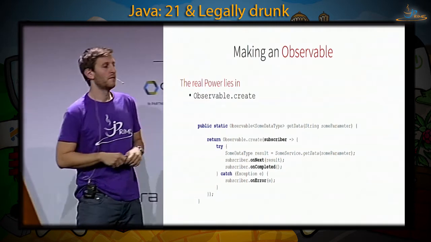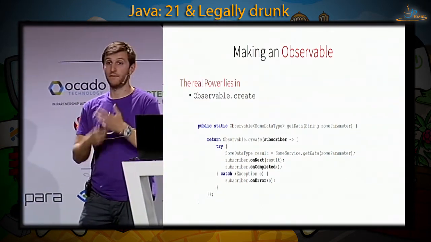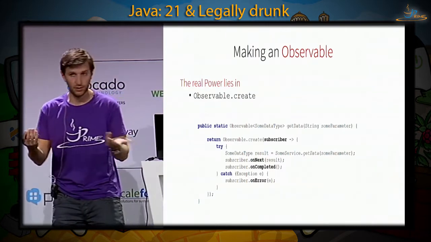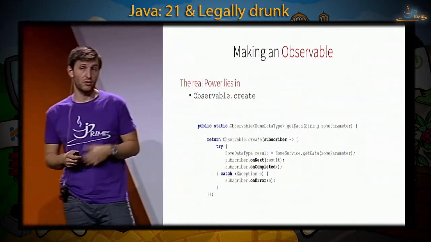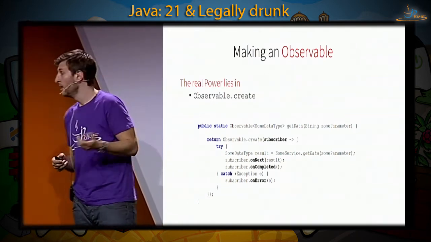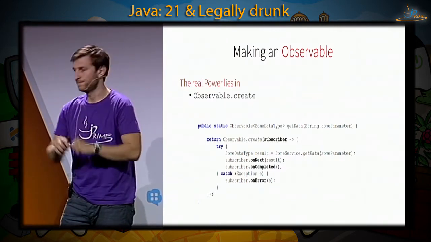Why? Well, because with that method, we can create our own observables, our own definition of message producers. How do we do that? Again, it's actually quite simple. All we have to do is call the observable.create method, and as an input parameter, we give in an implementation of our message producer. And that's it.